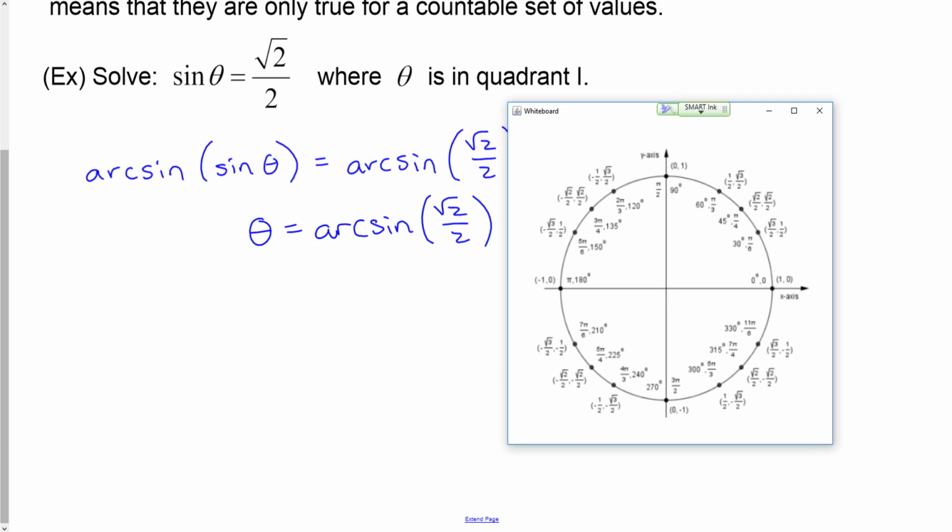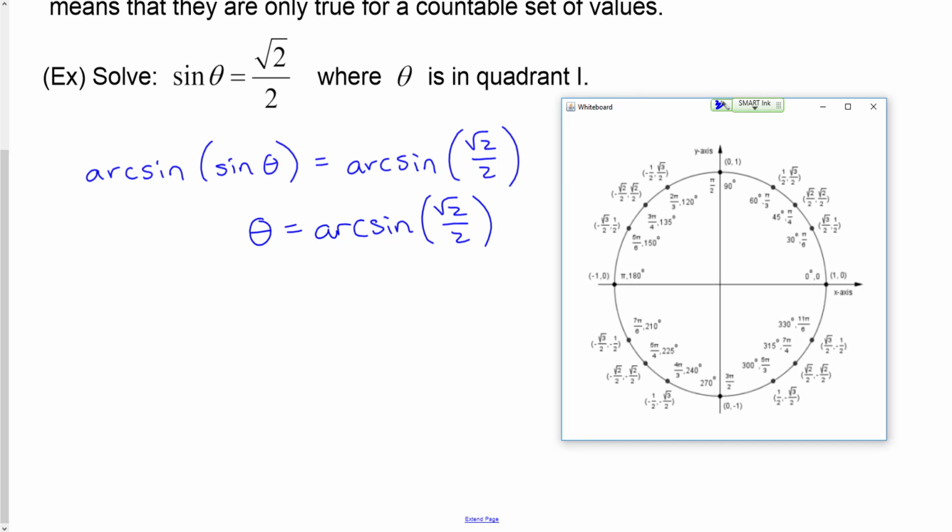So I'm going to get my unit circle out and find out which angle measure, and I'm told that this is in quadrant 1, results in the sine being square root of 2 over 2. So there's a y value that's root 2 over 2, and the angle measure there is pi over 4. Now sometimes you might be asked to answer in terms of degrees, sometimes in terms of radians. Just follow the directions. But the default should always be radians if you're not told.